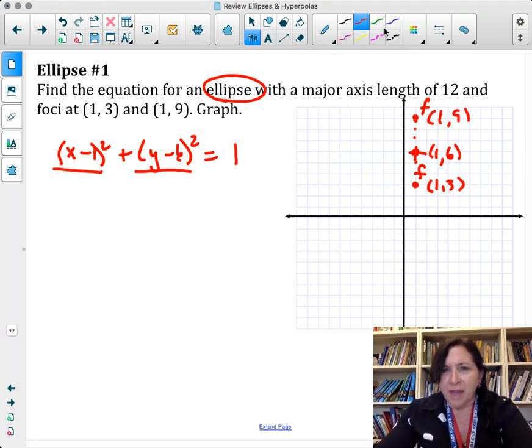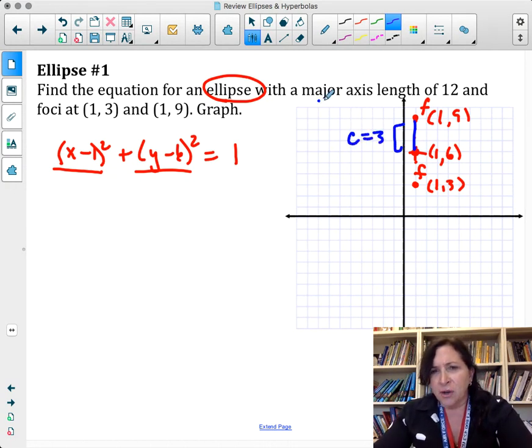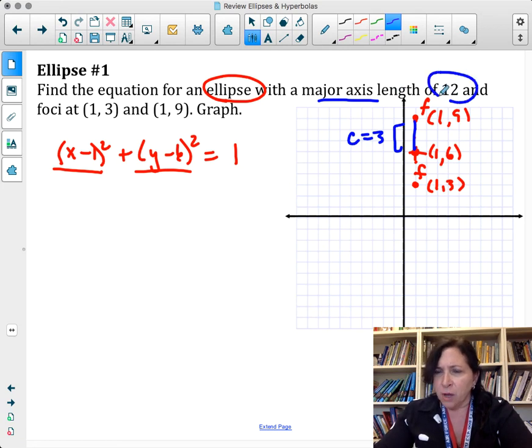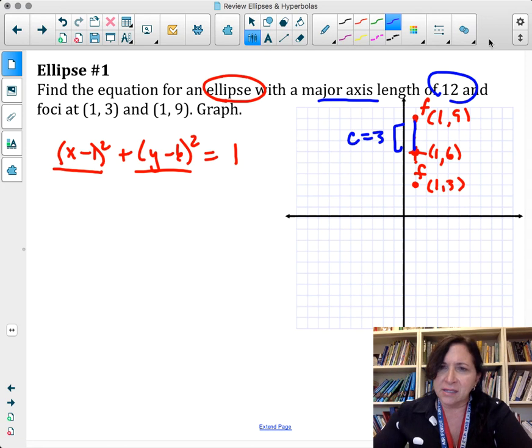So that means that what I do know is that my c value is 3. All right, this value right here is my c value, and that makes 3. In addition to that, I know that the major axis length is 12. Now remember, the focal points are always on the same axis as the major axis. So from the center here, I know that I would go up 6 and down 6.